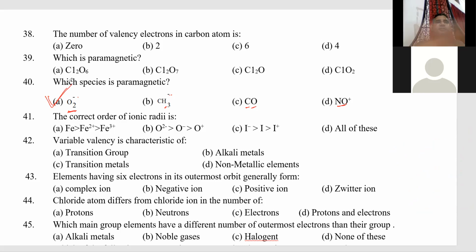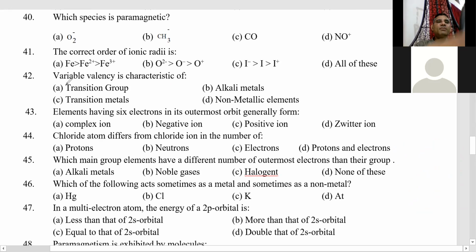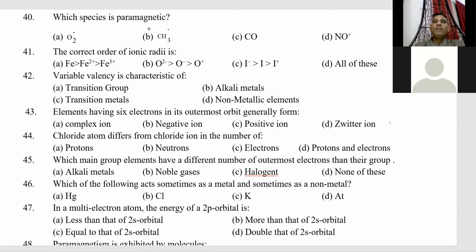Now see what the next is. Ionic radii. This I think you may have difficulty because 12 points is only done. We have not done. See, the more the number of electrons, bigger will be the radii. See here, this is having 8 electrons. This is having 7 and sorry, this is having 10 electrons. This is having 9 and this is having 7. So which will be having maximum number of electrons? O2 minus. So O2 minus will be the biggest one.